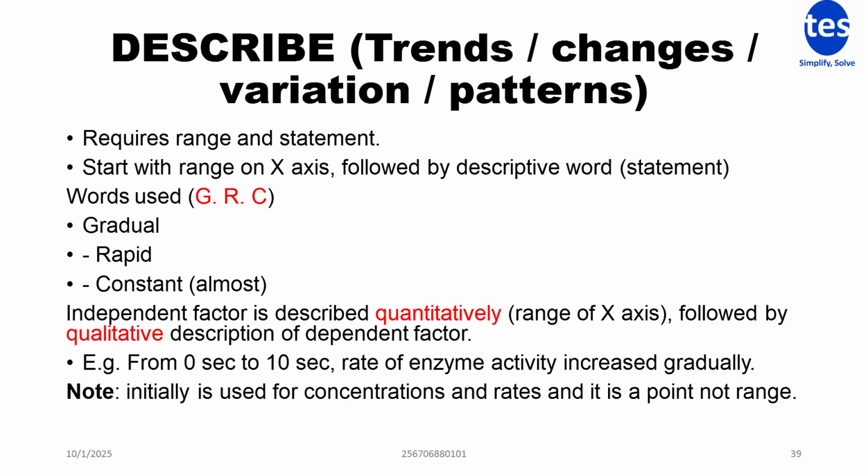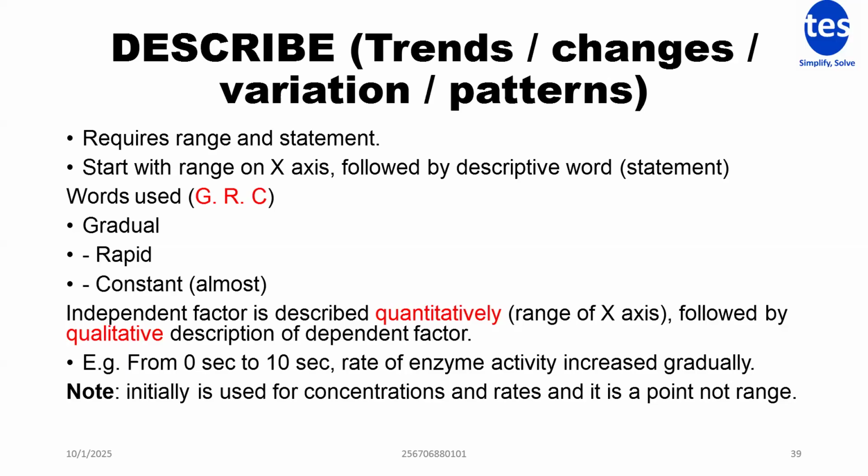But you should always just use GRC. Also, it is very wrong to miss out on the word increase or decrease, apart from for constant. So for constant, of course, you can't say there is a constant increase. No. But if it is constant, it is constant or almost constant. But for a gradual, don't miss out on the increase or decrease because it gives it direction. So you can say from 0 seconds to 10 seconds, the rate of enzyme activity increased gradually.